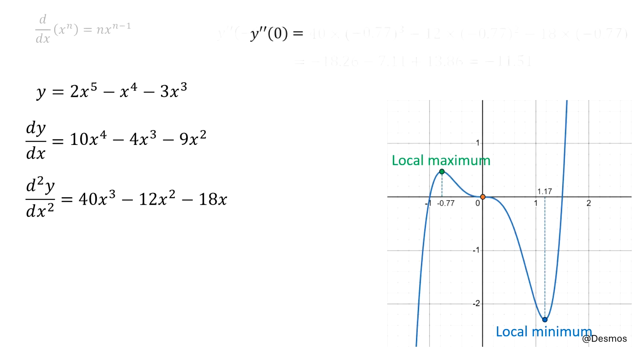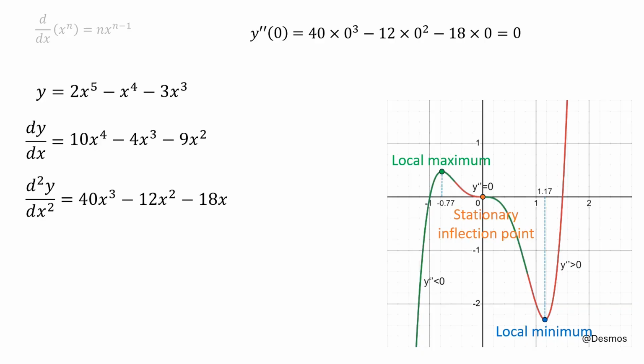When x is 0, it's easy to see the result is also 0. The second derivative is positive when the curve bends upward. Values go up and down until they hit 0 at the inflection point. After that, the curve bends downward and the second derivative becomes negative. That's how we know this is an inflection point. And since the first derivative is also 0, it is a stationary inflection point.